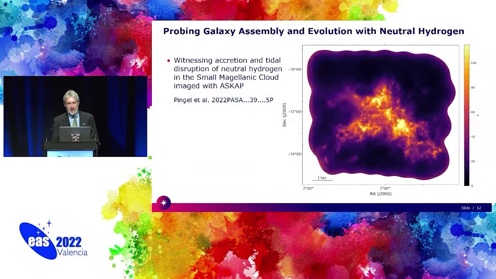Again, highlighting what our Pathfinder facilities are doing, in this case, the Australian Square Kilometre Array Pathfinder in Australia. So the beautiful imagery of the nearby universe in neutral hydrogen. This is the Small Magellanic Cloud. The Large Magellanic Cloud is off to one side and is much larger yet, but it shows you the exquisite detail and starts to probe that low column density regime where we can see both the galaxies in glorious detail, but also their environments. But it's just a taste of what's to come.